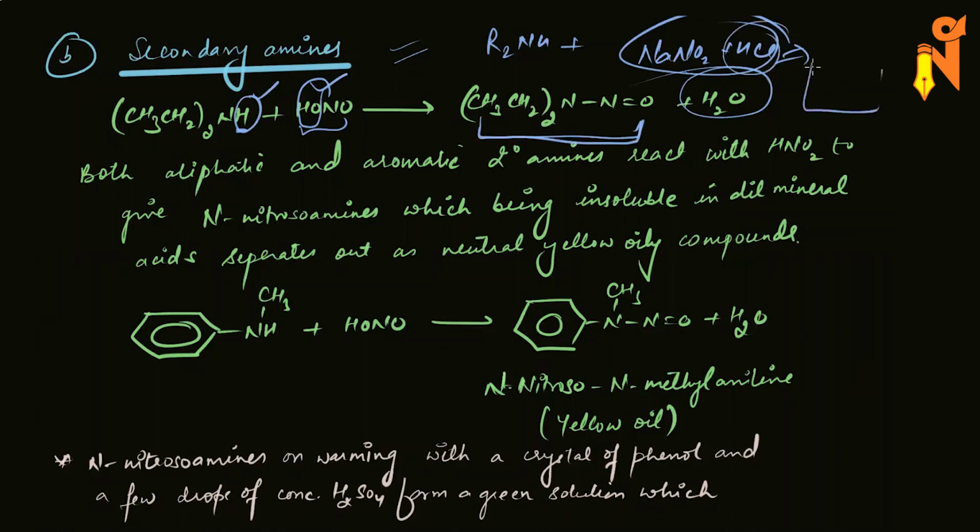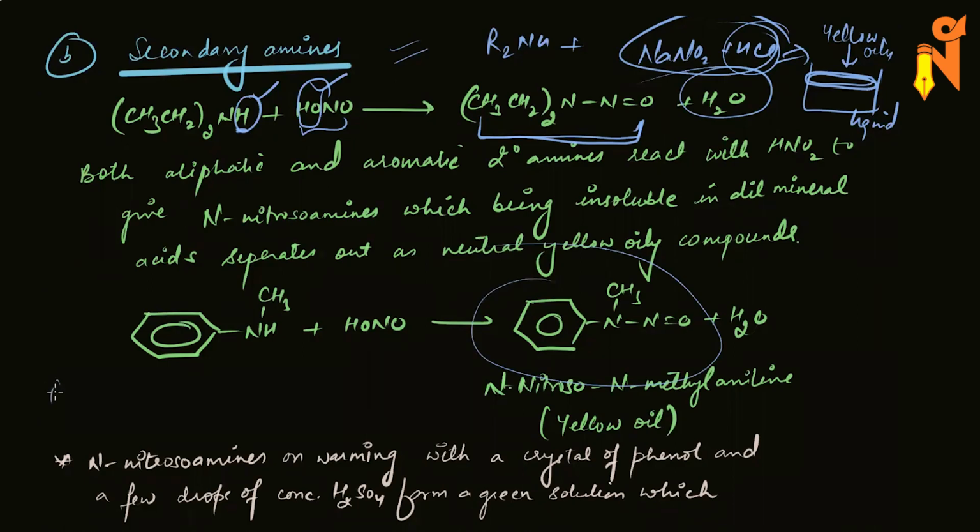Instead, it will separate out and will form a film over the solution or the reaction mixture, and that film will be a yellow oily liquid, which is clearly visible and can be easily separated out from the reaction mixture. So the product forms here. So here the observation is, you can also use this reaction for testing again.